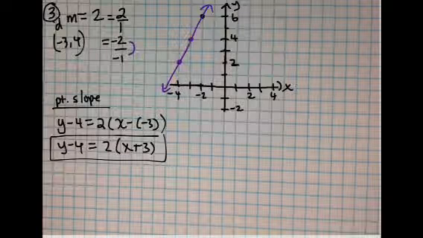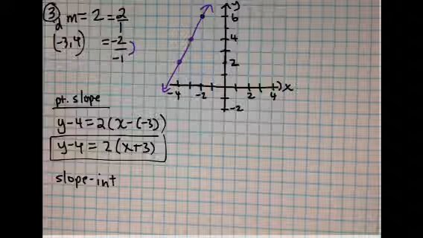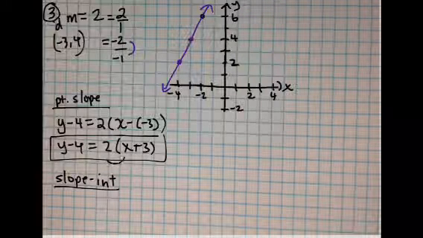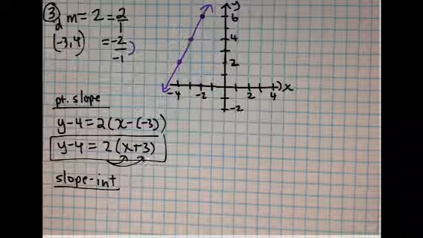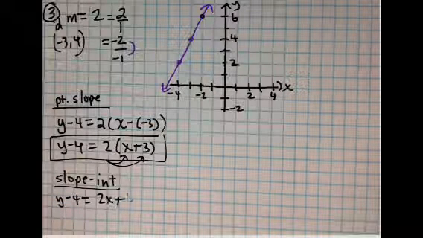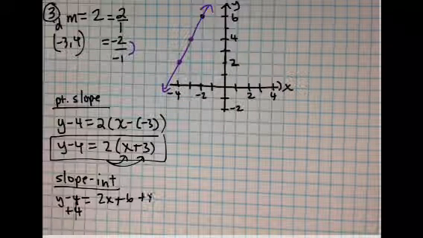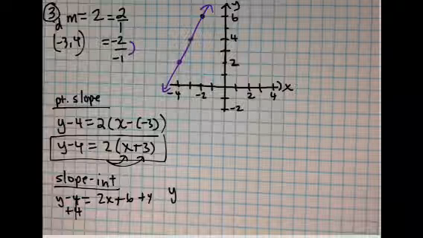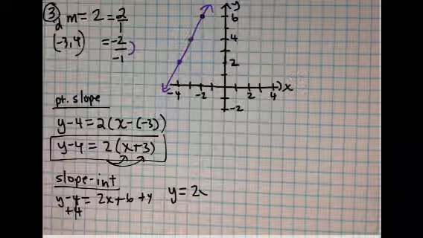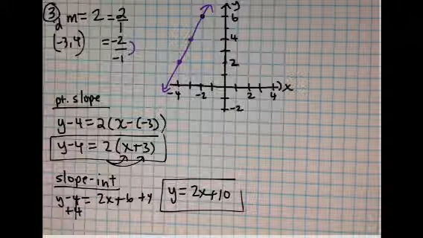To change it to slope-intercept form, we're going to solve for y. Okay, we're going to isolate the y and distribute the 2. So I'm going to distribute the 2 here and here. So y minus 4 equals 2x plus 6. Now I add 4, and so I end up with y equals 2x plus 10. And that's my equation in slope-intercept form.